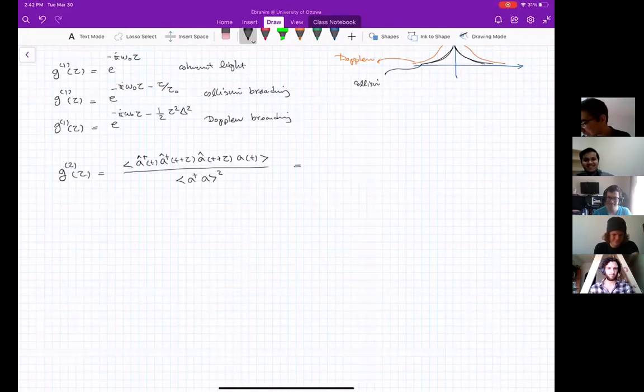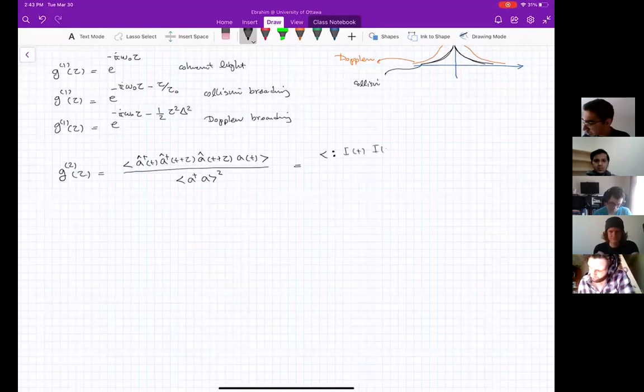In the case of the G1 function, you look at the correlation between the field. If you have a field, you look at how the phase is related when the field is delayed. However, in the case of the G2 function, that's not the scenario. You look at the correlation between intensity, which can be cast as a normal ordering of intensity at time t and intensity at time t plus tau, divided by intensity to the power of two. Remember that this is the normal order, and intensity is usually given by A dagger A, a photon number essentially.